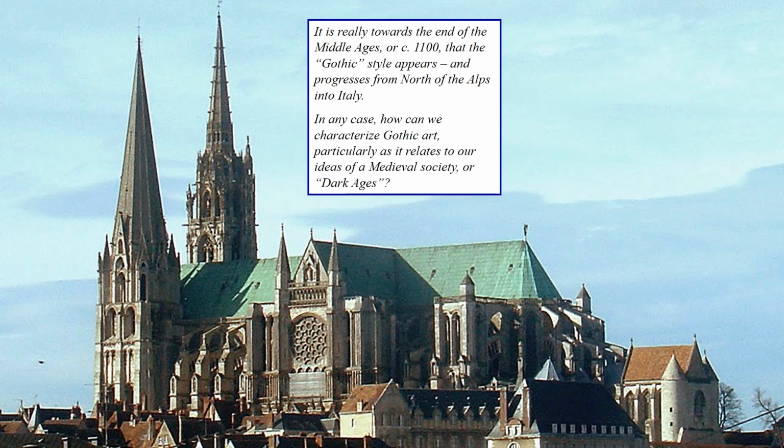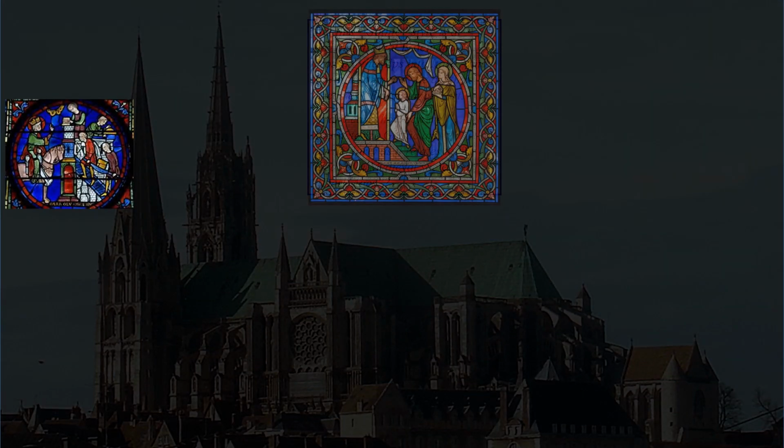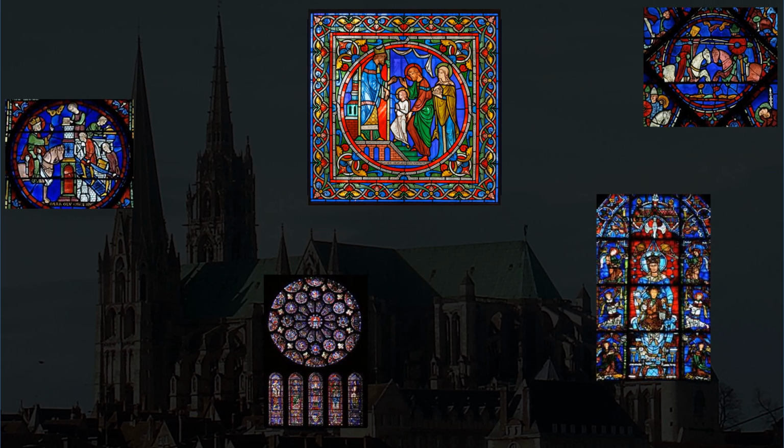In any case, how can we characterize Gothic art, particularly as it relates to our ideas of a medieval society or Dark Ages? I usually ask students to look at these images and to explain how they reflect the norms of medieval society. Hopefully the religious content struck you first and foremost, but there are other stereotypical aspects of medieval life represented here, such as the king that stands at the head of the feudal system, or the social hierarchy with a minority of nobles at the top and majority of peasants at the bottom.